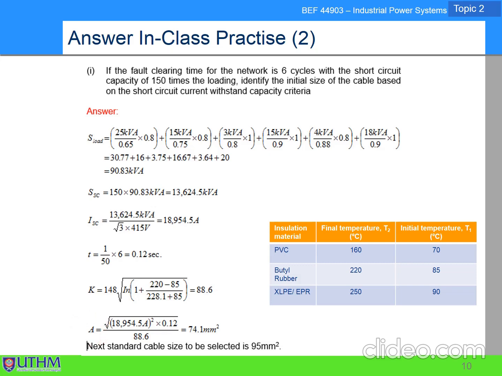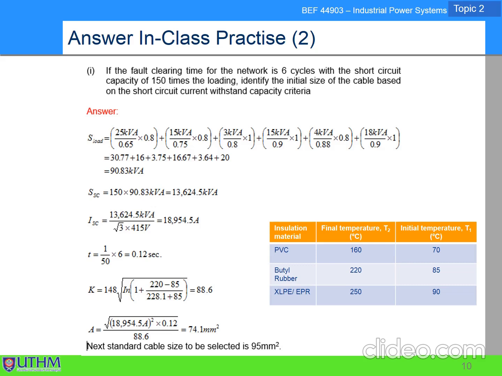Then we have to calculate A, the cross-sectional area of the cable. By putting in all the values, this one is the I short circuit, this one is the K value and this one is the T, we can get A, which is equal to 74.1 mm squared.